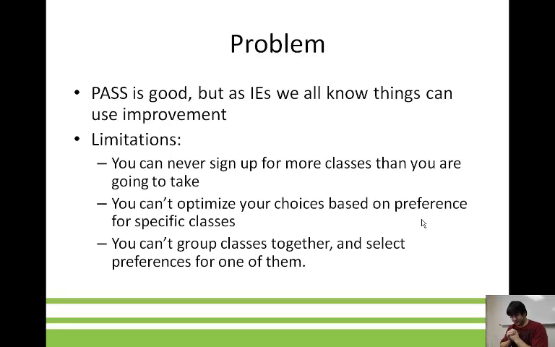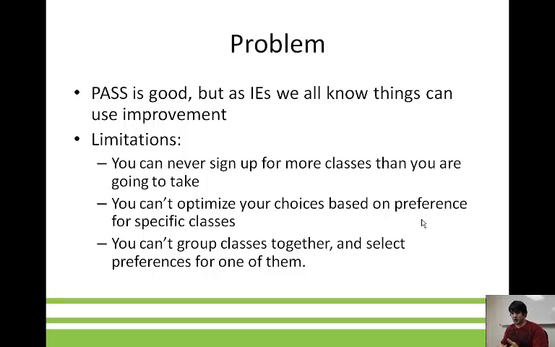So the problem. The first thing I want to say is that PASS is a very good program. All the students I've talked to who use it think it's very useful and enjoy it. But as IEs, everyone knows that you can always have more improvement. So I'd like to improve the program by working on some of its limitations. The limitations I chose are some of the big ones for me personally and from talking amongst my peers, and they boil down to these three.